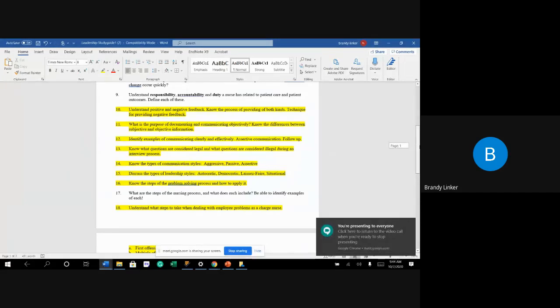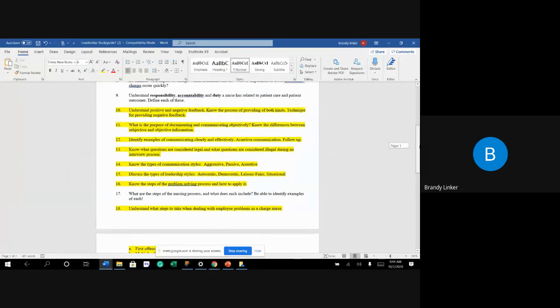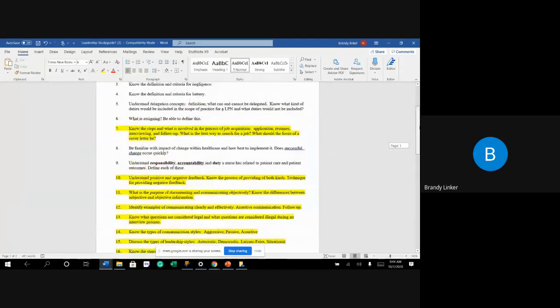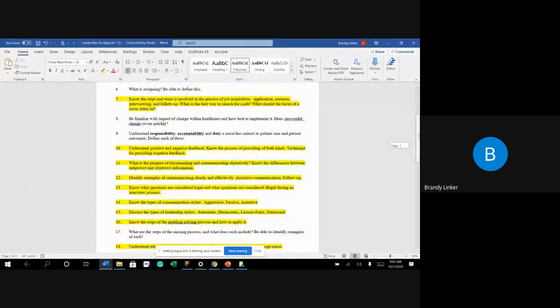So far, we've gone over positive and negative feedbacks and the techniques. We're about to do the process of the job application, resumes, and interviews. What's the best way to search for a job online? Which should be the focus of the cover letter? B. How you relate to that organization's mission, vision, and values.